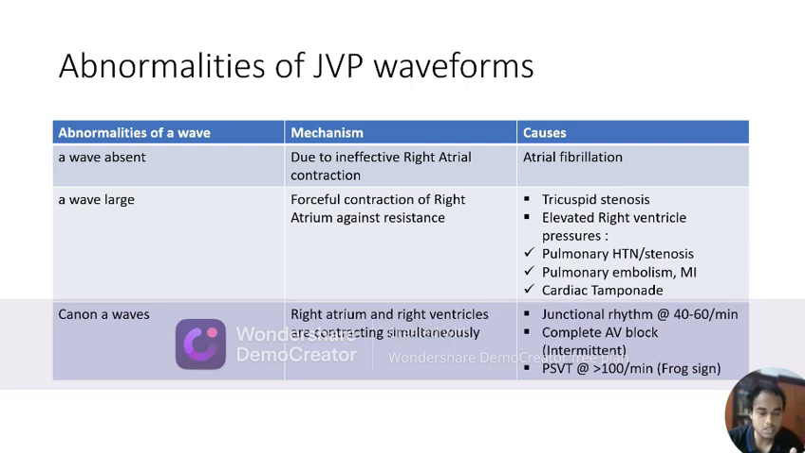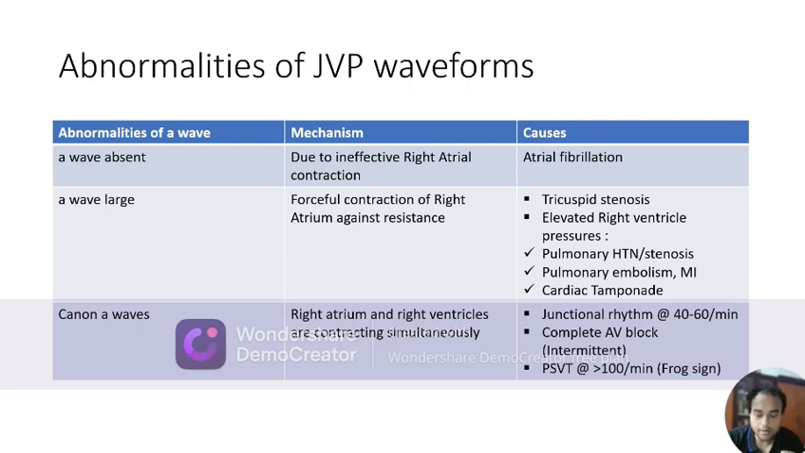The right ventricular pressures can be elevated in a case of right ventricular hypertrophy in pulmonary hypertension or pulmonary stenosis. It can be in a case of right ventricular failure, as happens in pulmonary embolism or MI. Or this may happen in a cardiac tamponade, which compresses the right ventricle, increasing the right ventricular pressures.